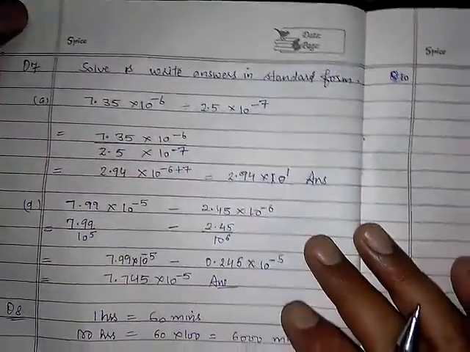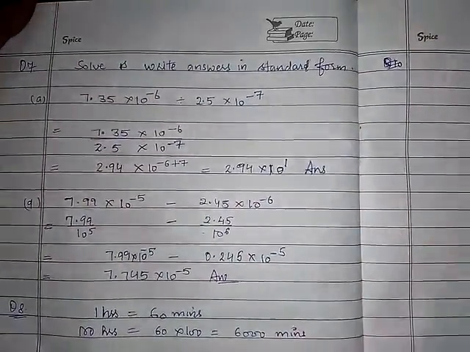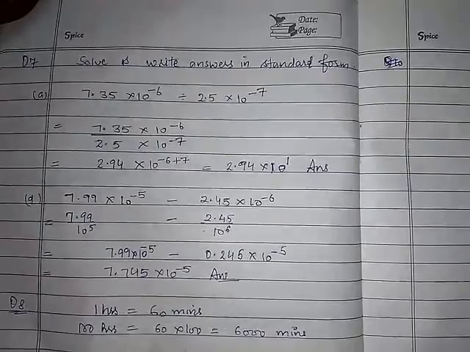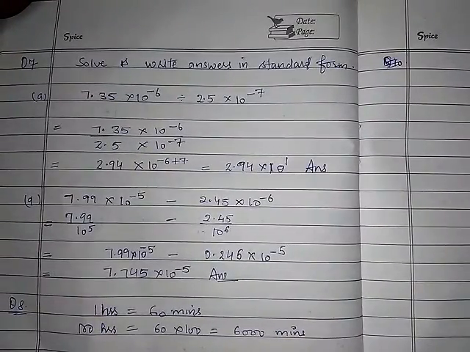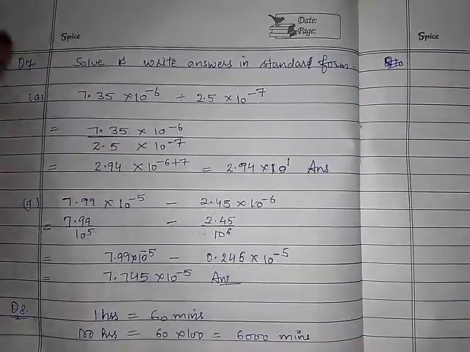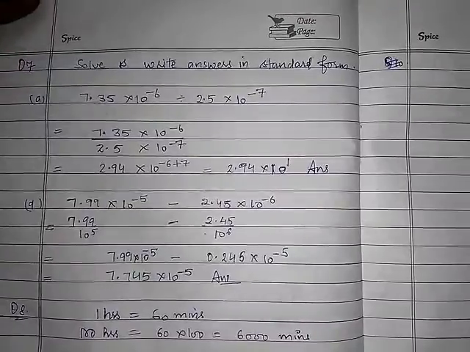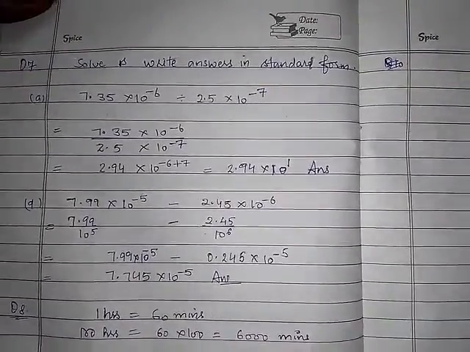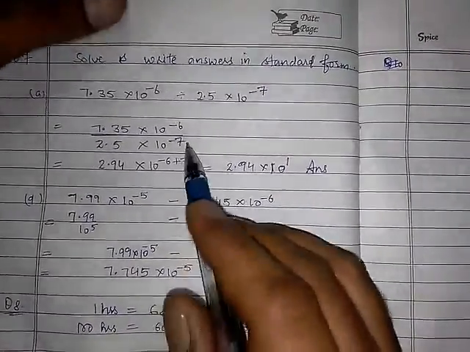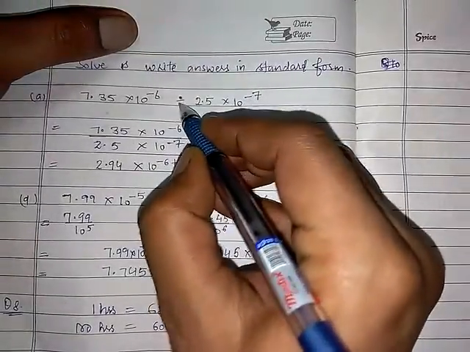Then come to your question number 7. In question number 7 they have given some statements. They are saying solve and write the answer in the standard form. Solve means you have to simplify. So whatever the operation is given to you, you need to apply that operation.